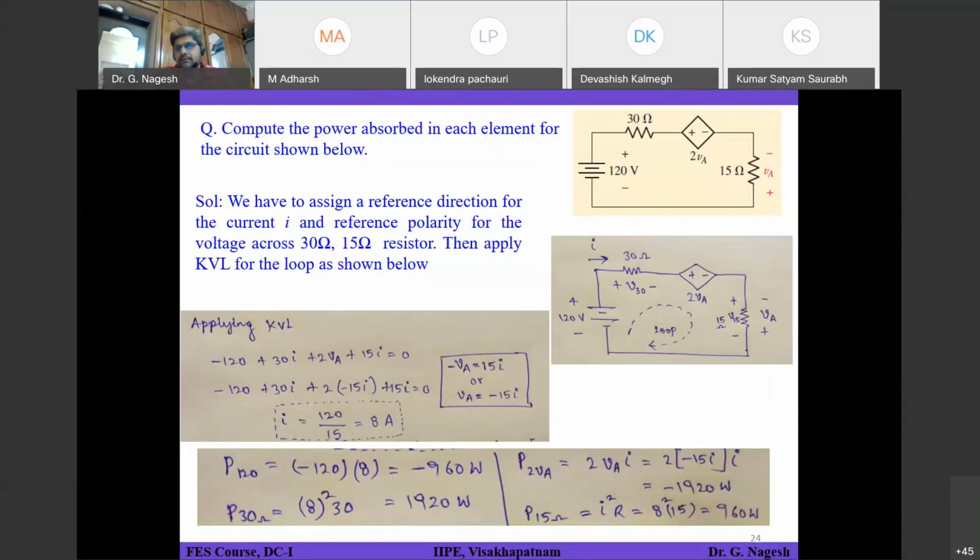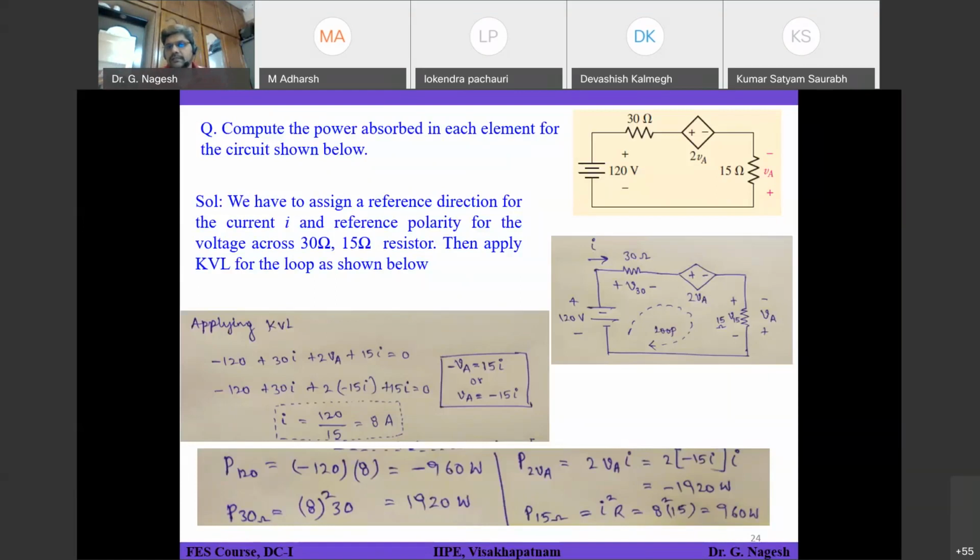So when you talk about KVL, the first observation, if you remember, is that you have to determine the current direction in each branch. You have to choose one current direction starting from some source, and denote different currents for different branches following the KCL rule. That means if some node is encountered, you should not violate the KCL rule. Let's say I equals I1 plus I2 at one particular node. This is the first job you have to do.